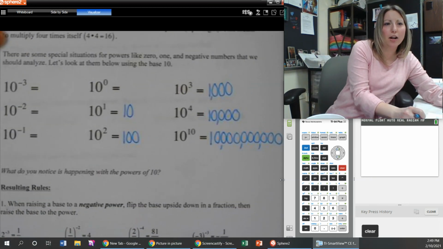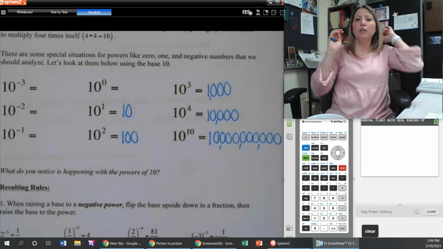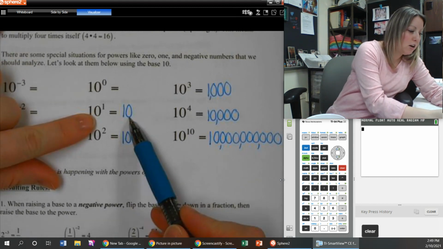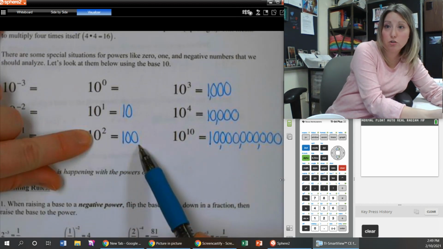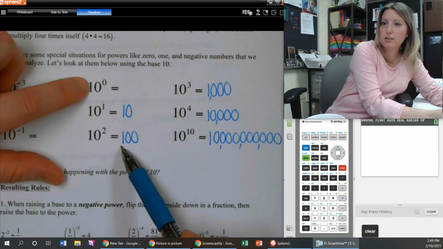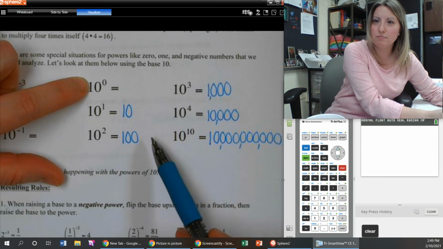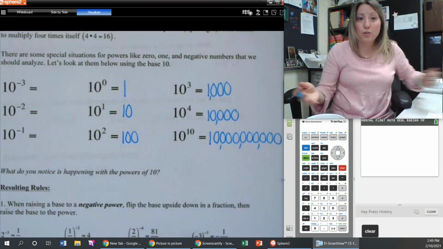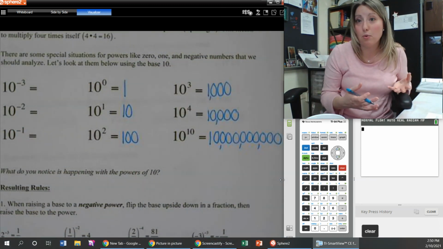Well, this will help me when I go backwards into the negatives because the whole idea here was how many zeros I have is based on my exponent, right? So I was raising to the first power, I had 1 zero. I was raising to the second power, I had 2 zeros behind my 1. So what's 10 to the 0 power? How many zeros should I have behind my 1? 0 zeros. 10 to the 0 power is 1. Anything to the 0 power is 1.